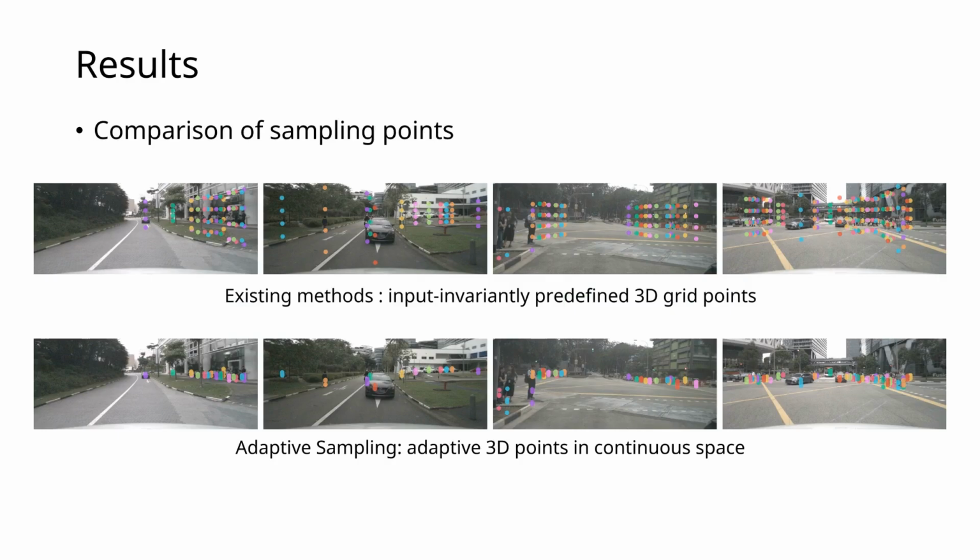As mentioned earlier, the adaptive sampling module generates points that are aligned with the 3D space actually occupied by objects. To verify this, we visualized the sampling points on image planes. In the top row, previous methods that rely on predefined 3D grid points often fail to capture object regions accurately. In the bottom row, our adaptive sampling points are consistently projected onto the areas where objects actually exist in the image, providing much stronger signals.